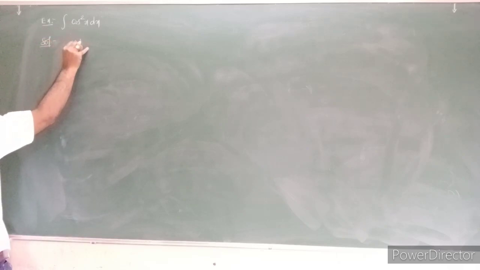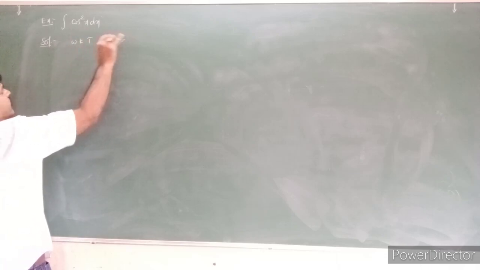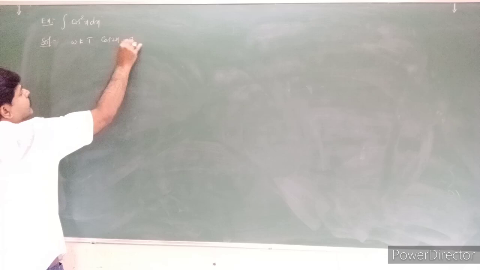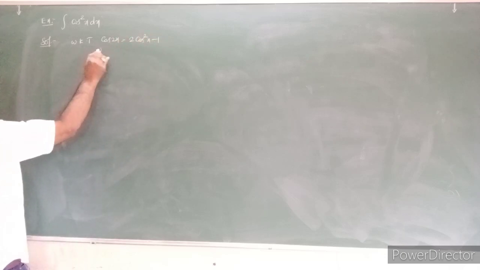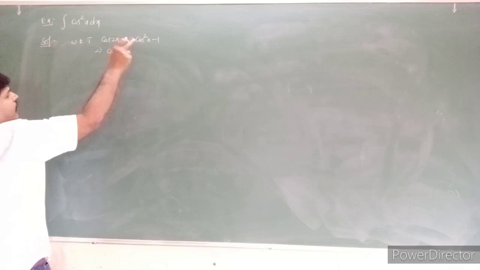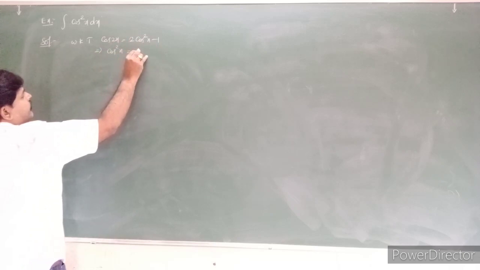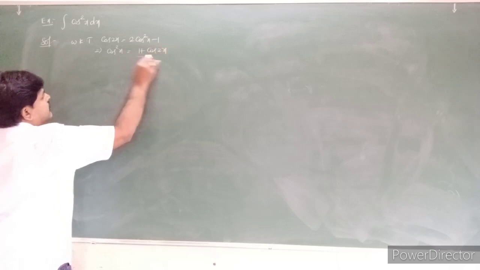We know that cos 2x is equal to 2 cos square x minus 1. That implies cos square x is equal to 1 plus cos 2x by 2. I have already given that. So this is the formula.